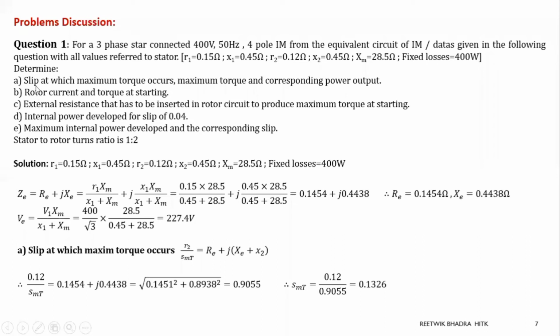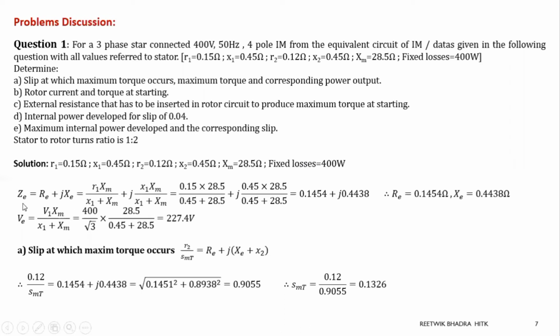So, all these quantities are given. What do we need to find out? First thing, slip at which maximum torque occurs, maximum torque and corresponding power out. So these are the values given: R1, X1, R2, X2, XM, fixed losses. From here in the question it is given, I have written it down.